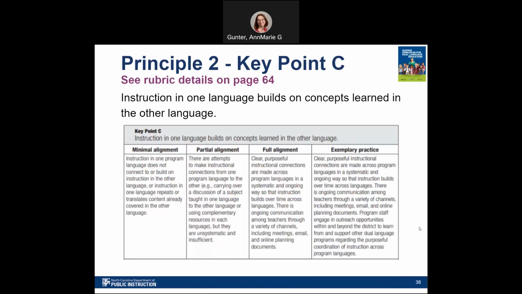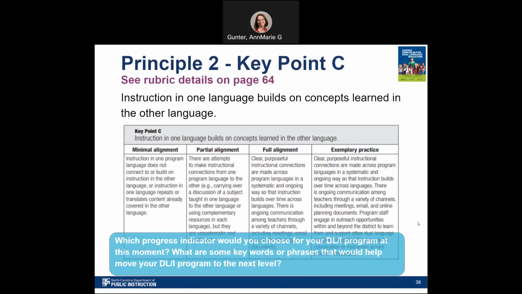Key point C for Principle 2 is instruction in one language builds on concepts learned in the other language. So here we're looking at that transfer of learning. And again, which progress indicator would you choose for your DLI program at this moment? And what are some keywords or phrases that would help move your DLI program to the next level?